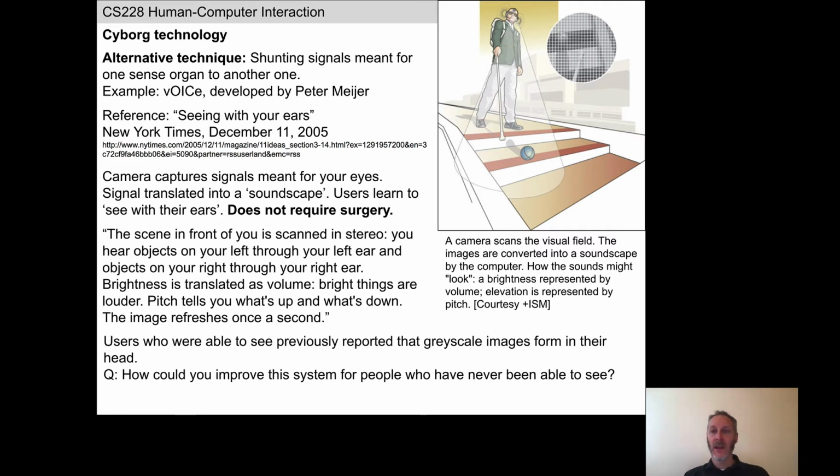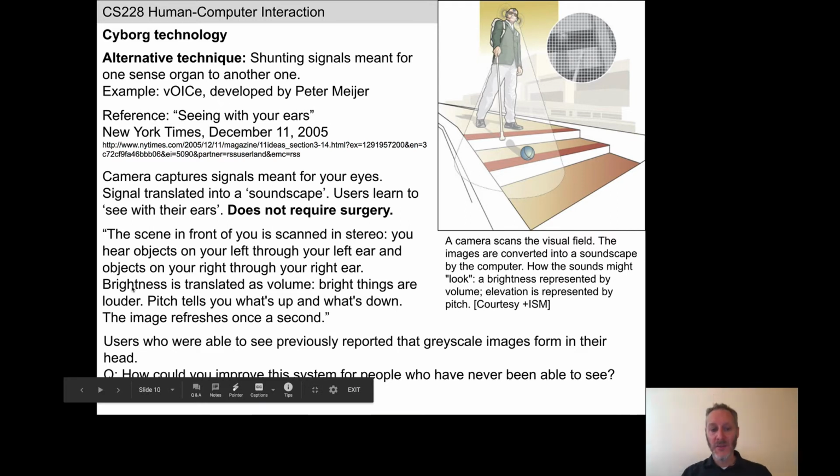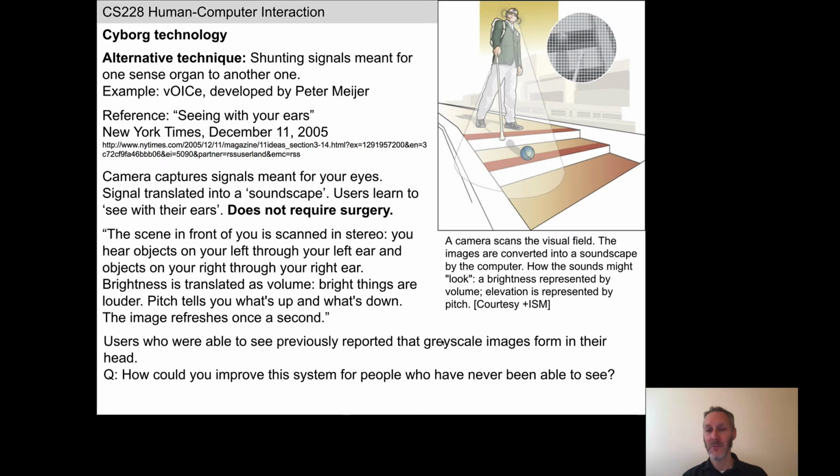Okay. Unsighted subjects who wear this technology for a while, some of them have reported that they start to see a grayscale image form in their head. Kind of interesting, an amazing demonstration of how adaptive our brains are.